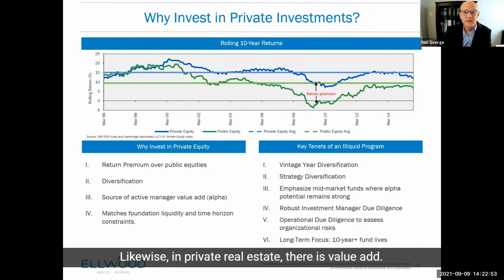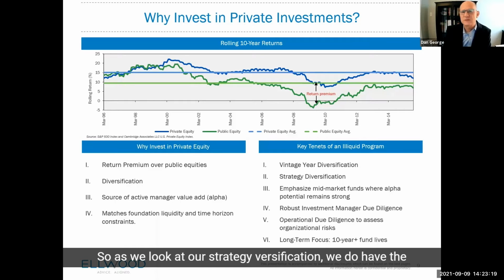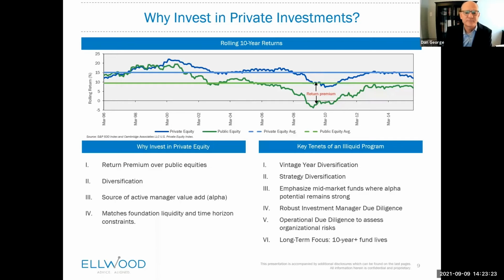Likewise, in private real estate, there is value added, there's opportunistic, there are a wide variety of property types and regions that we would consider diversifying into. Within private equity, we do emphasize middle market funds because the alpha here, the value added from the managers, does remain strong and is more repetitive. It's more consistent over time. So as we look at our strategy diversification, we do have the largest allocation in private equity buyout.